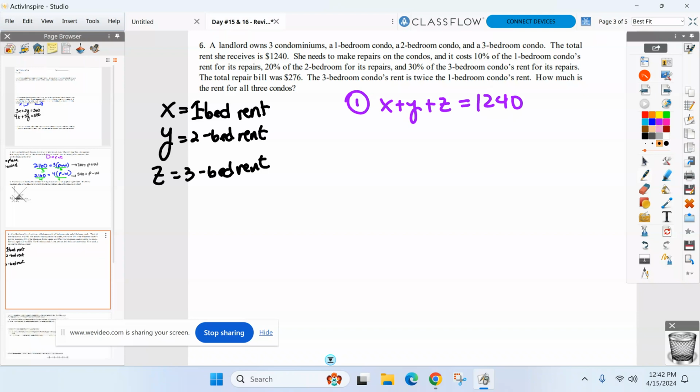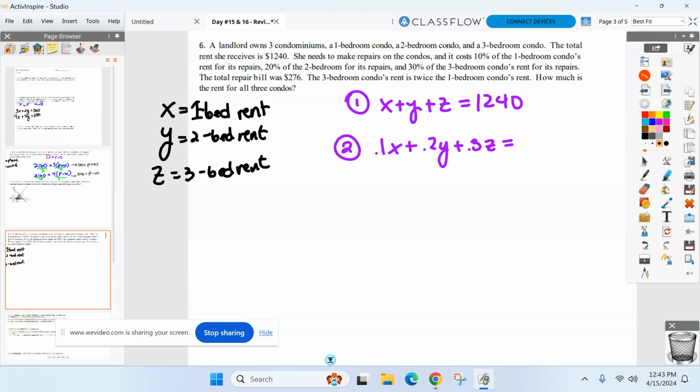You're going to have to make some repairs, though. 10% of the 1 bedroom condo goes for repairs. So what should I put in front of the X? 0.1, yep. 20% goes to 2 bedroom. 0.2Y. And 30% of the rent goes to, all right, and how much does it cost for repairs?